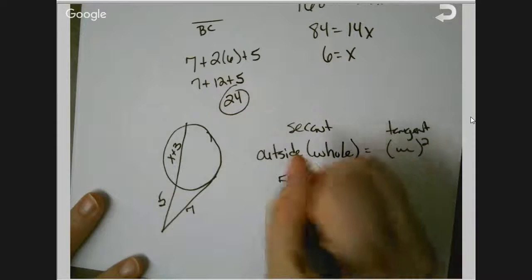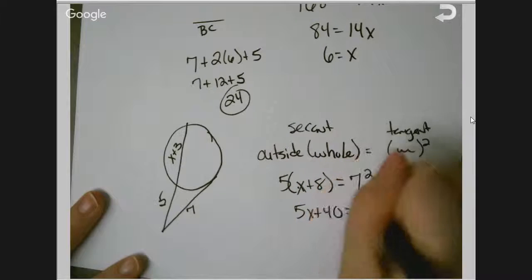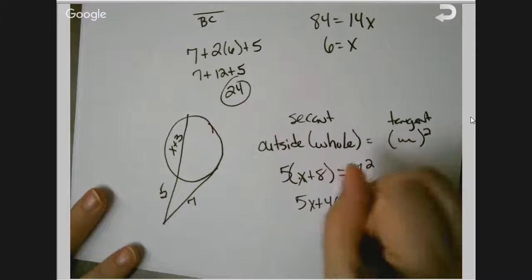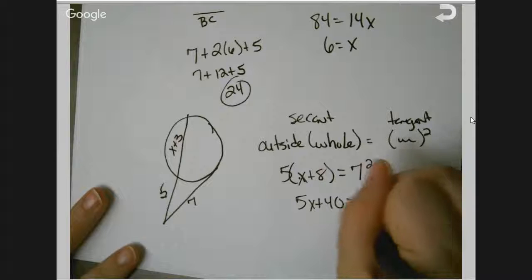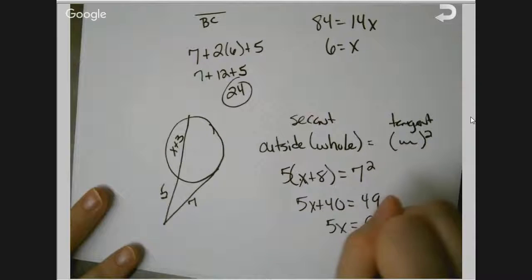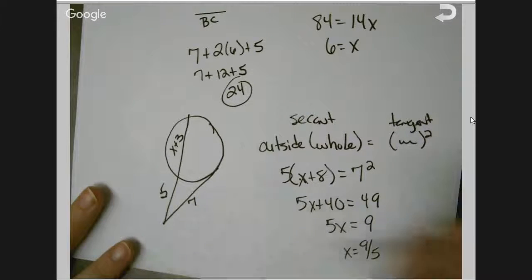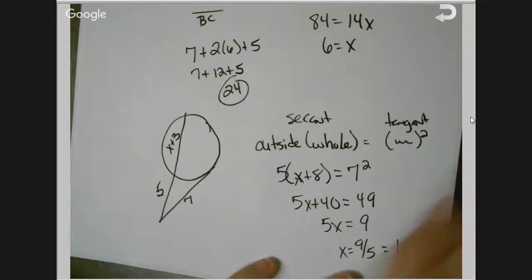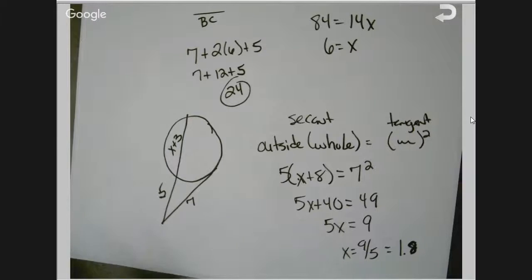Okay, distribute: 5x plus 40 equals 49. It's going to be a decimal, but it's not going to be negative. That's the plus side. Okay, subtract 40, and you get 9, and divide by 5. So 9/5 or 1.8. Either way. And then yet again, if they asked you for that whole length, you would have to add them, something like that.